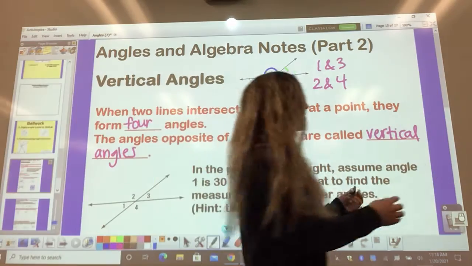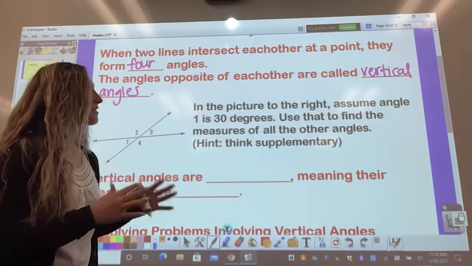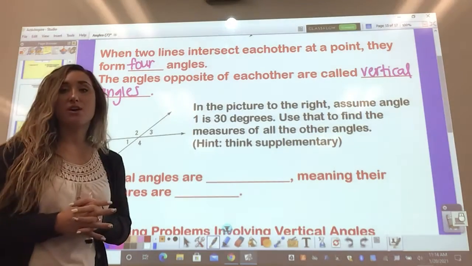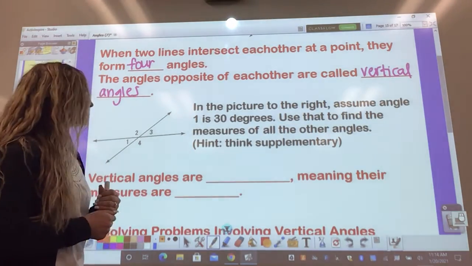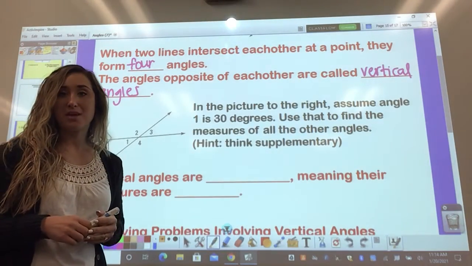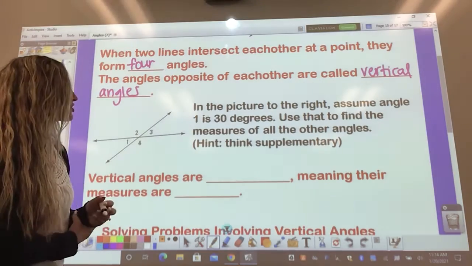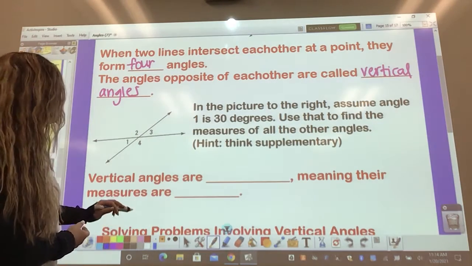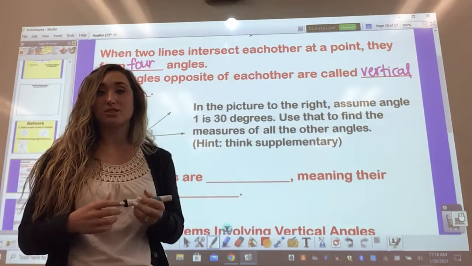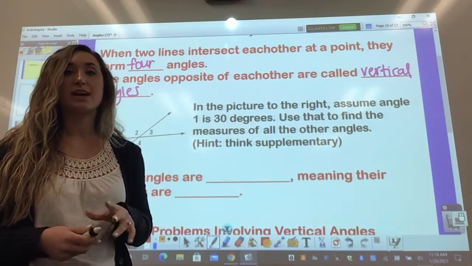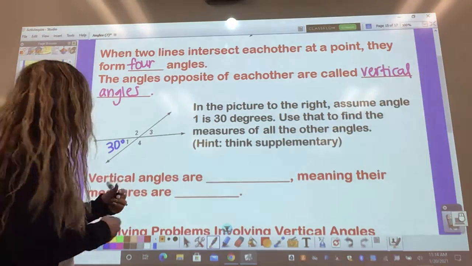So they look like they would be equal, and we have had this assumption that they are equal, but I want us to be able to prove that they are, so that we know for sure that they are the same and not just going by looking at them. So in this picture, if angle 1 is 30 degrees, then let's use what we know about supplementary angles, what we know for a fact is true, to show that vertical angles are equal.